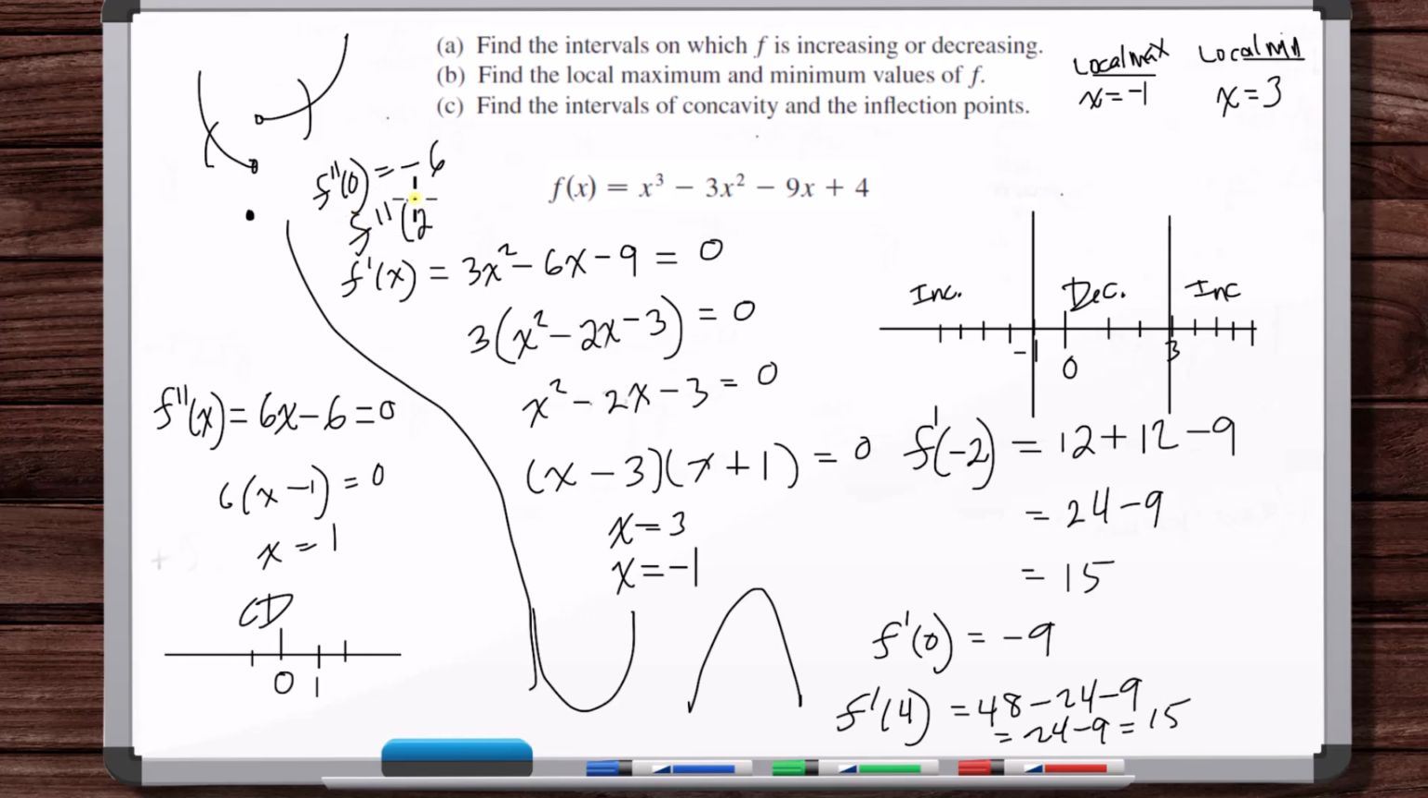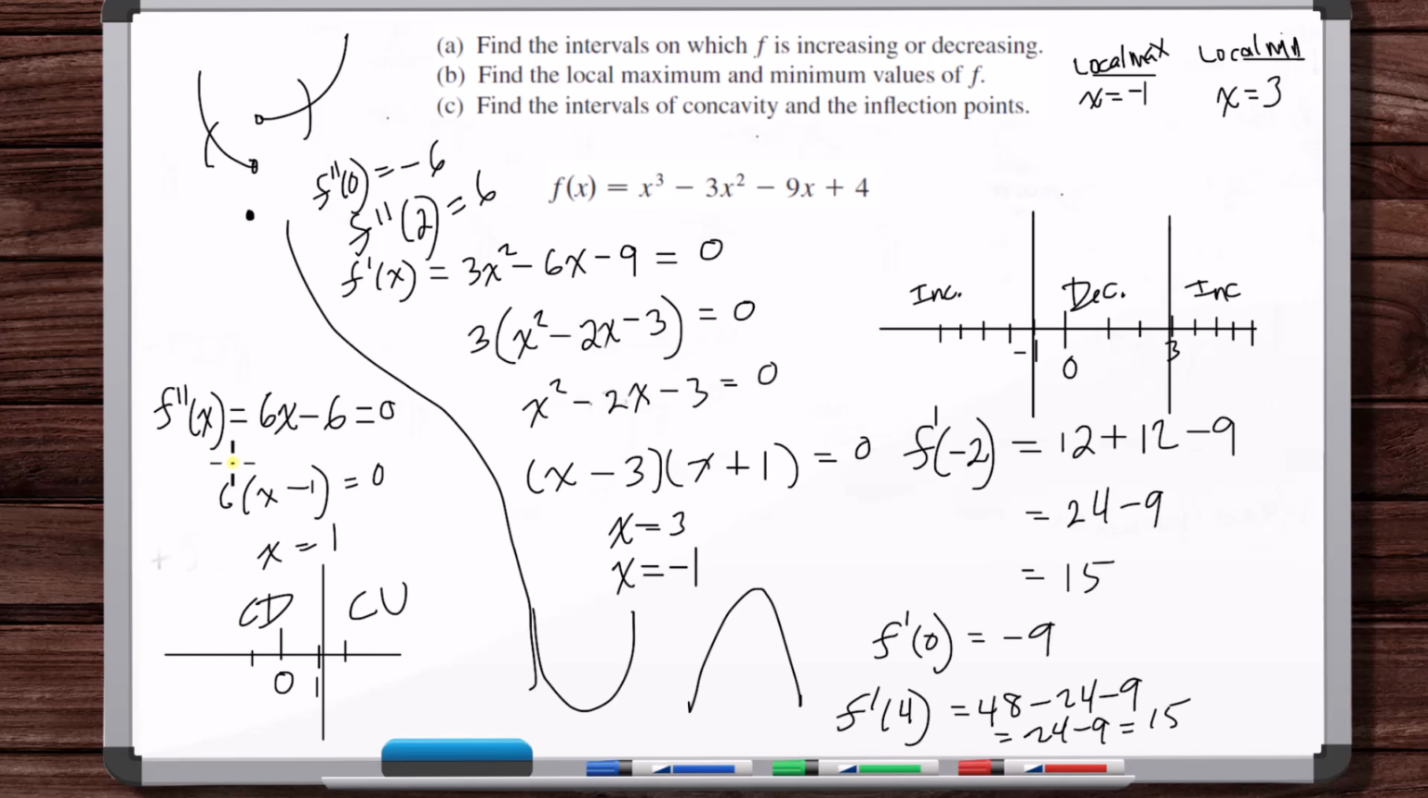Let's plug in 2. 6 times 2 is 12. 12 minus 6 is 6. No, it goes to concave up. Okay? So from minus infinity to 1, it's concave down. From 1 to infinity, it's concave up. All right? What about inflection points? Well, there are no points where the second derivative doesn't exist. That would be the only point where you could potentially have a discontinuity.